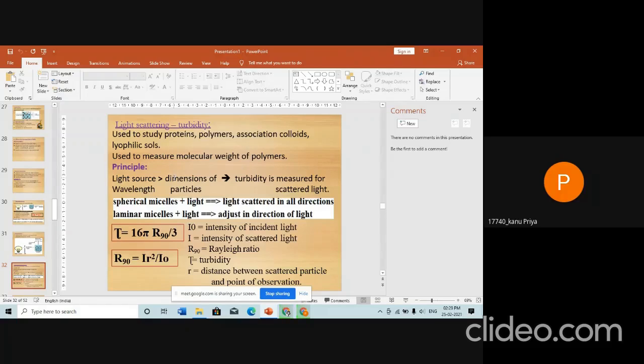Principle is: a light source having a wavelength higher than the dimension of the particle is used here, and then the turbidity is measured from the scattered light at a particular angle. Spherical particles: if the particles are spherical, the light scattering will be the same in all directions. If the particles are rod-shaped or laminar, then it gives a different effect along the right angle or the direction of the flow.